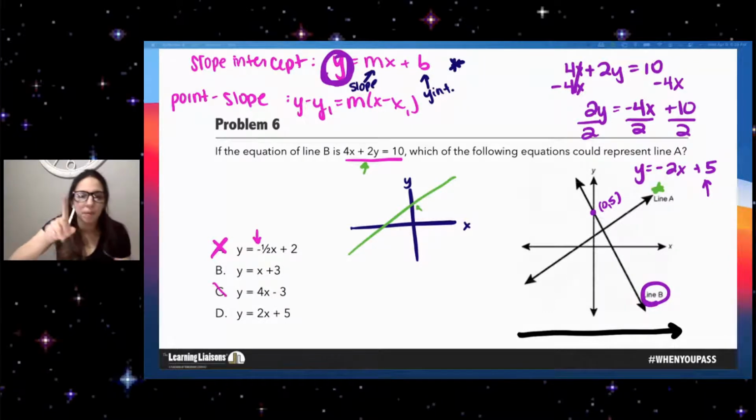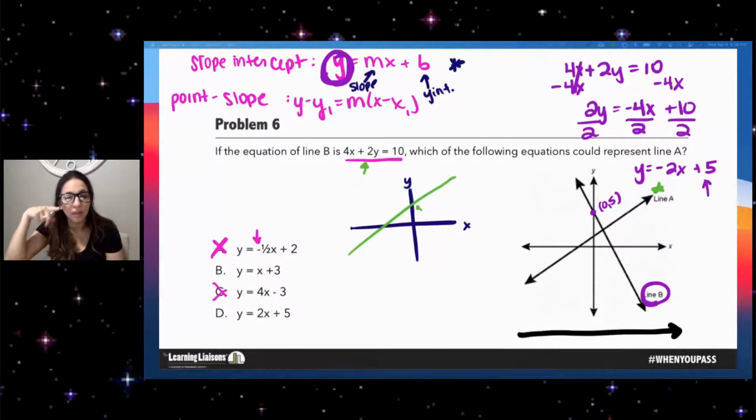Why am I not going to pick letter C at first glance? I'm going to give you a minute to think about that one. Why am I not going to pick letter C at first glance? Because it has a negative y-intercept. Letter C has a negative y-intercept.